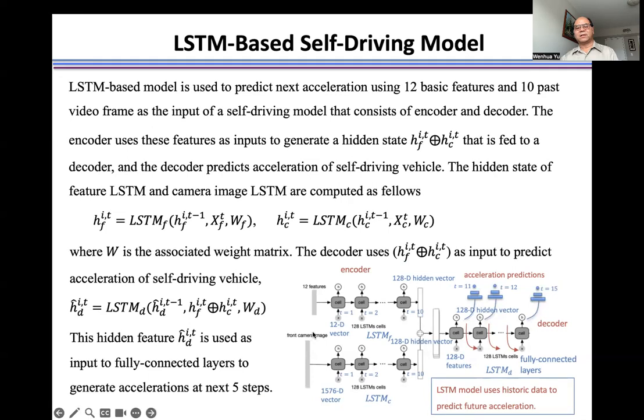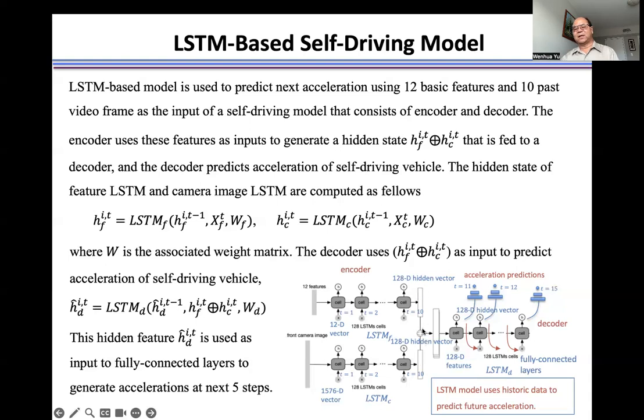First, we pick 10 images from the front camera, and then use the convolutional neural network to extract the low-dimensional features from the 10 input images. And then we use these low-dimensional features as the input to the LSTM module to output the hidden state vector. And then we use the LiDAR to extract the 12 features from each input image, and use these 12 features as the input to the LSTM module to output the hidden state vector.